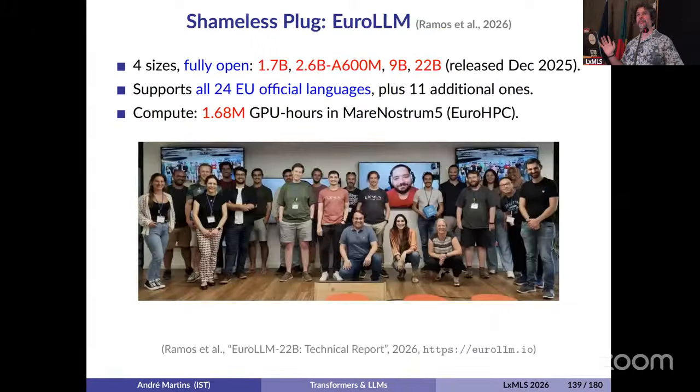So here's a shameless plug about EuroLLM for those of you who never heard of it. This is work that started from a European project, a collaboration between different universities in Europe. We are still actively working on this project, extending it in many ways. So far, we released models in 4 different sizes, all of them fully open. So not just the weights, but also the data, technical reports that describe what they are doing, code, and so on. The last version was released in December 2025.